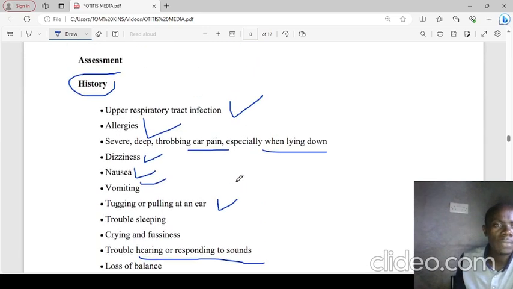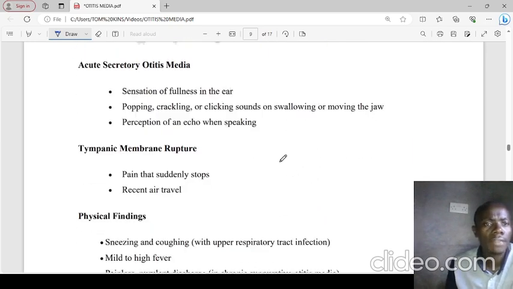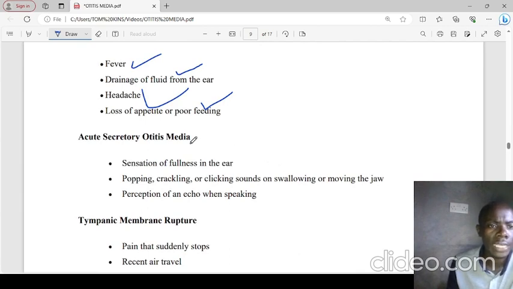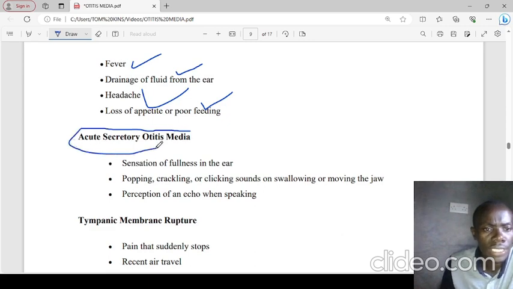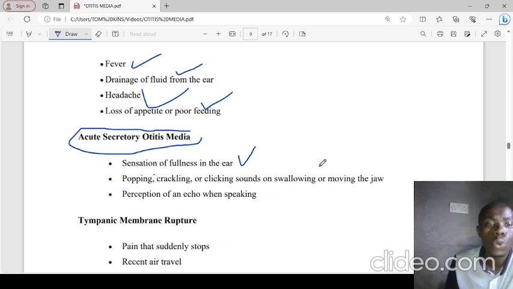These are some of the history that you are likely to get from the client, some of the complaints from the patient, okay, suggesting that someone could be having otitis media. We also have acute secretory otitis media, where there could be a sensation of fullness in the ear, popping or crackling or clicking sounds when swallowing or moving the jaw, okay? Or this could be a perception of an echo when speaking.